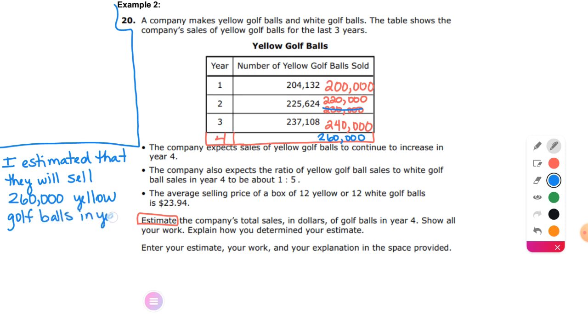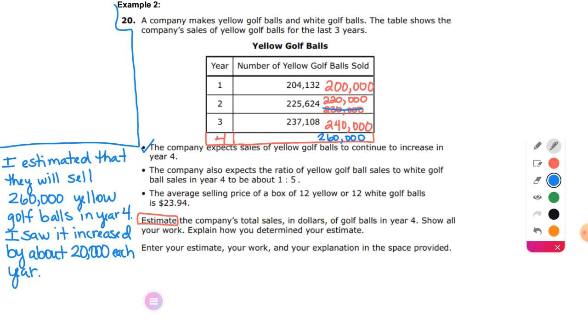In year 4. How did we get that? Why did we get that number? Because we realized that it kept going up 20,000. Yes, I saw it increased by about 20,000 each year. Period. Done with that bullet point. 3 more to go. Okay, so we've taken care of that.